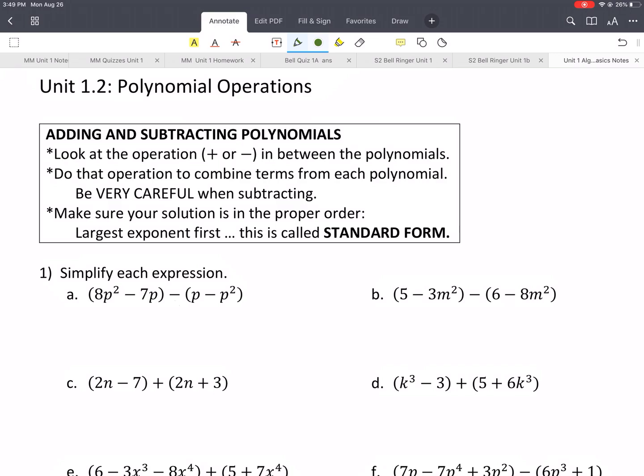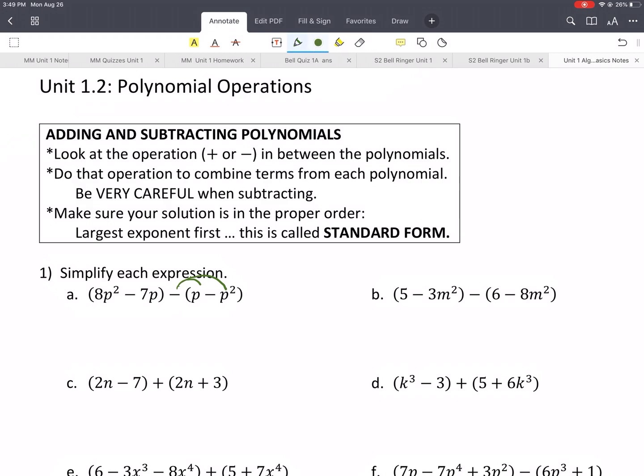So for adding and subtracting polynomials, first thing, look at the operation between the polynomials. They'll always be either adding or subtracting, okay? If you're subtracting, you need to make sure you distribute that negative. If you're adding, you don't have to worry, because if you distribute a positive, it doesn't change anything.